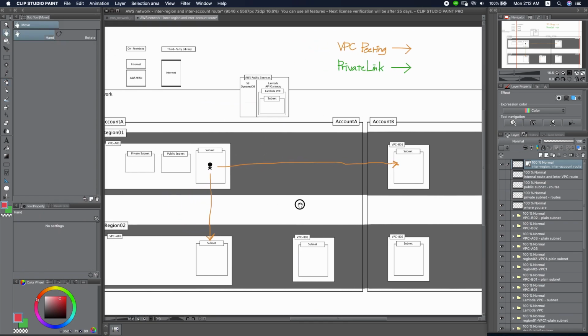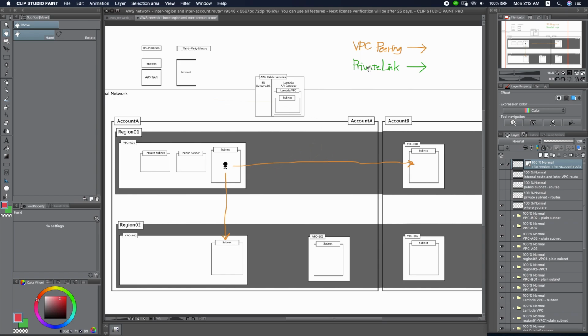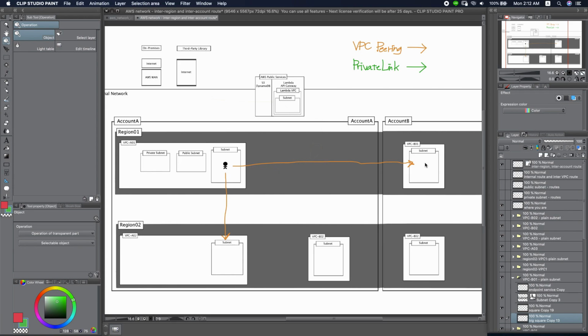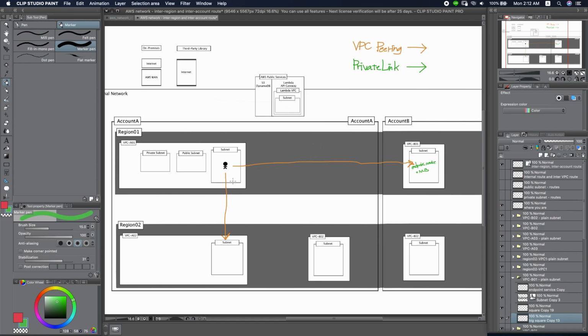Now, next, we will focus on the second solution, PrivateLink. First, we focus on this one. For the traffic in the same region but in another account, we can use PrivateLink as long as in the destination subnet, we have built up an endpoint service and with the NLB here. So now, we can direct our traffic starting from here to go to the NLB in the VPC in the same region but in another account.